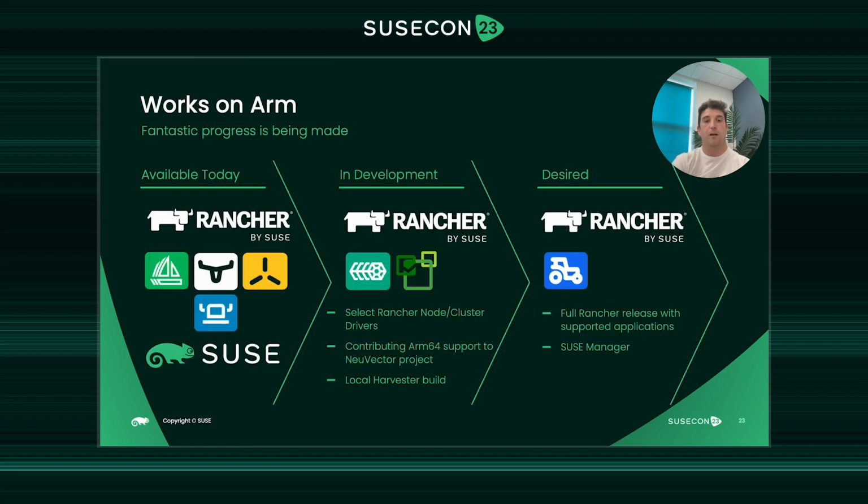Well, what works on ARM? So far, SUSE have done an amazing job of making products available natively to ARM. This includes Longhorn, Fleet, K3s, SUSE Linux, Rancher Desktop and BCI images. Rancher Prime is not classed as fully supported on ARM. This is due to additional functionality such as node drivers and applications within the app catalog not being supported.